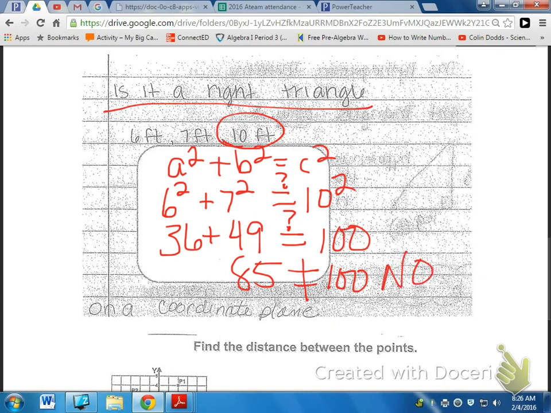If we came up with 100 equals 100 at the end, then you'd say yes, it is. But in this case, it is not. Questions about that? Make sure you're always aware of which one's the longest side. Plug that one in for C. The other two, it doesn't really matter.